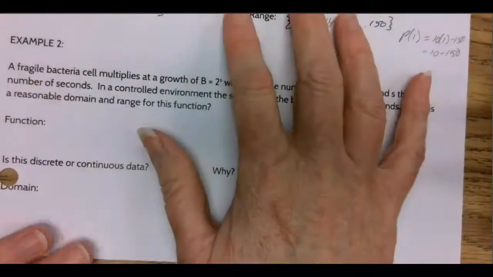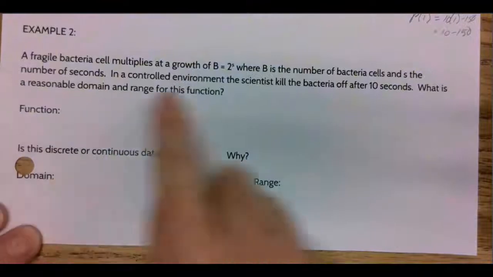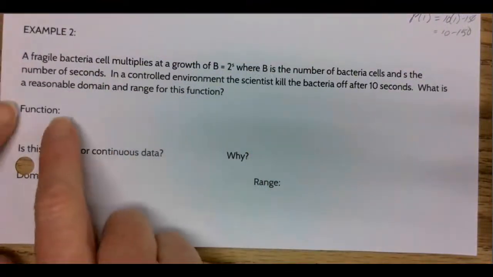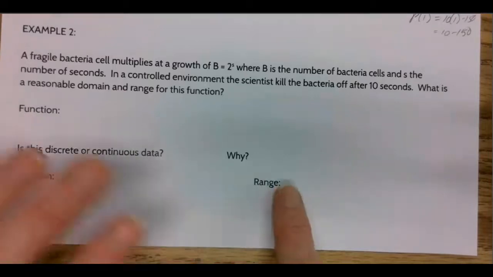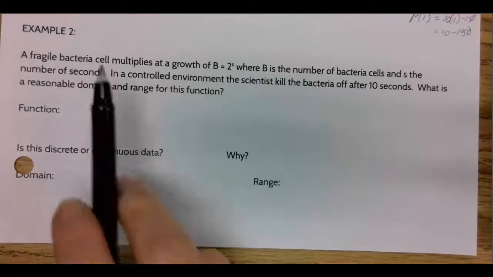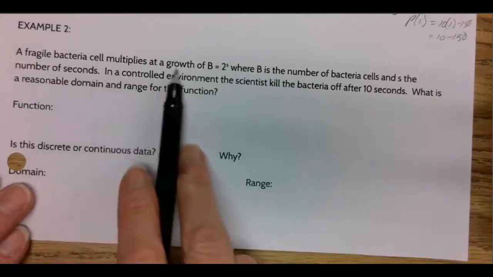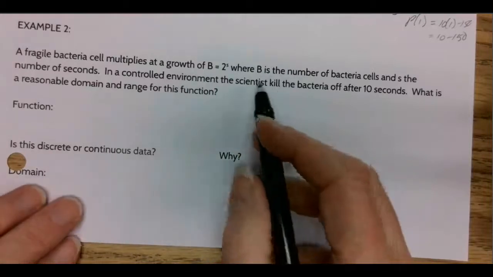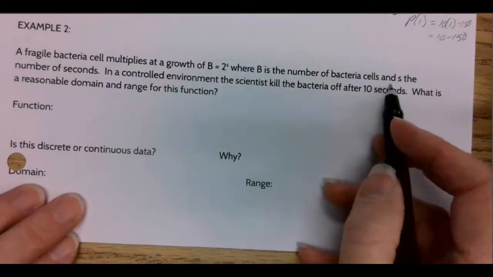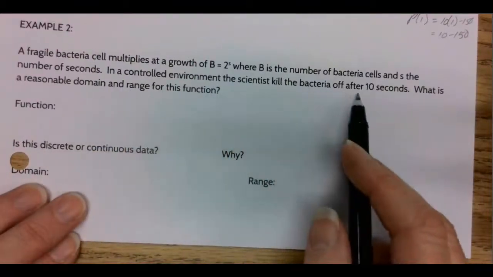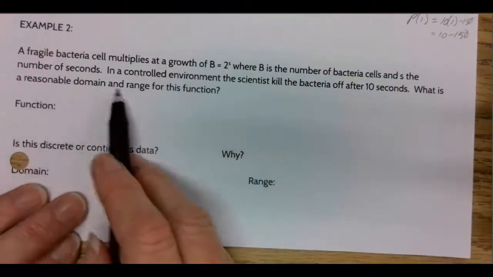Okay, here's our next one. Notice this does not go through all the stuff with you. It just says identify and go right to domain and range, so we're going to have to separate those things out. A fragile bacterial cell multiplies at a growth of B equals 2 to the S, where B is the number of bacteria cells and S is the number of seconds. In a controlled environment, the scientist kills the bacteria off within 10 seconds. What is a reasonable domain and range?